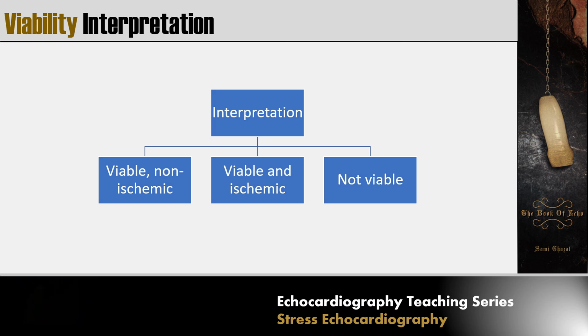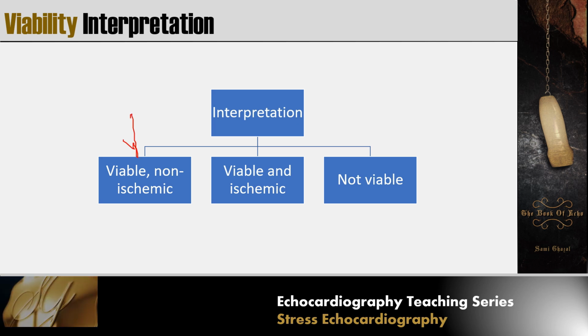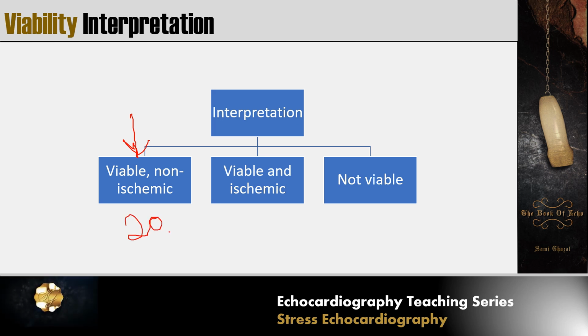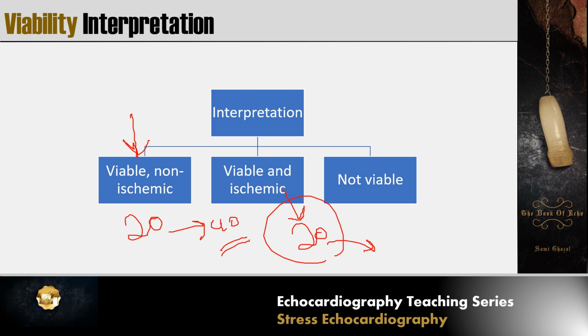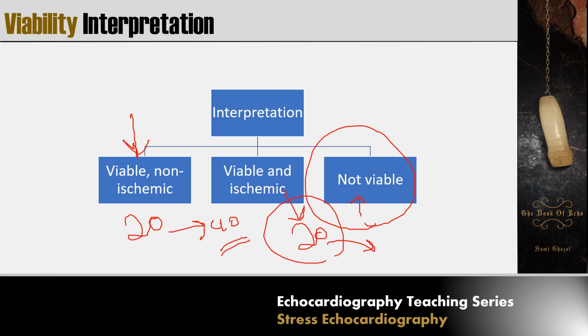So in interpretation, it is either viable but non-ischemic. So you did viability, you did not stop at 20, you continued all the way to 40 or until you reach your target heart rate, and there is no evidence of ischemia, so it's interpreted as viable non-ischemic. Or it can be viable but ischemic. So you reached the 20, you saw an improvement, you continued until you reached your target heart rate, and then there is a decline in the function. So there is a biphasic response. We call it viable but ischemic. If there is no improvement at all, it is not viable.